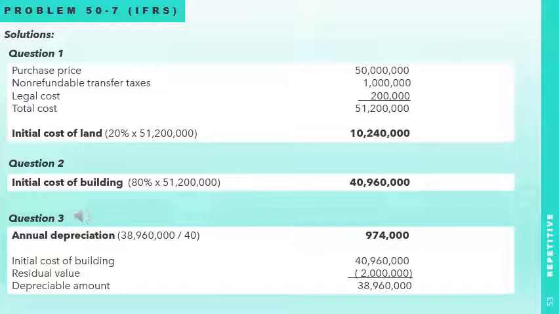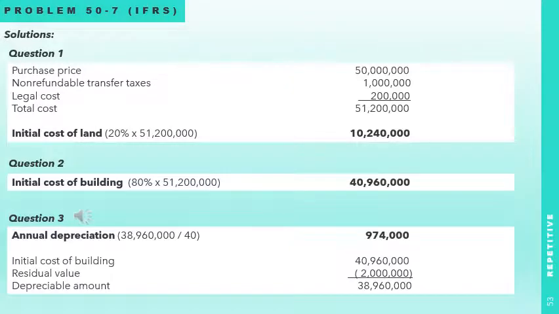The initial cost of the building as computed in question 2 was 40,960,000. The residual value is 2 million and the useful life is 40 years. So 40,960,000 less 2 million, we have 38,960,000 as the depreciable amount, divided by the 40 years useful life. We will get 974,000 as the amount of depreciation of the building for the current year.